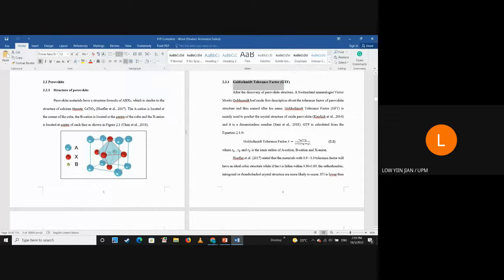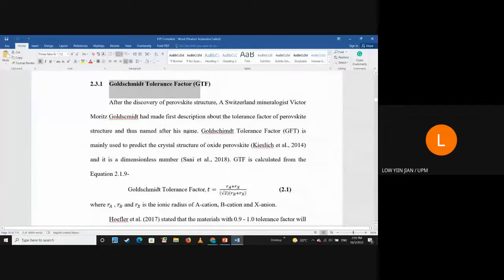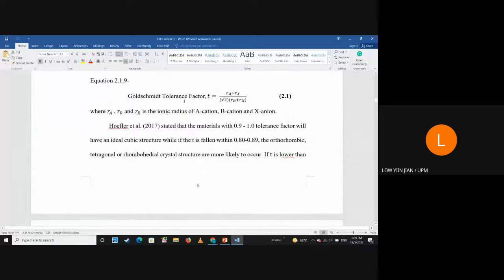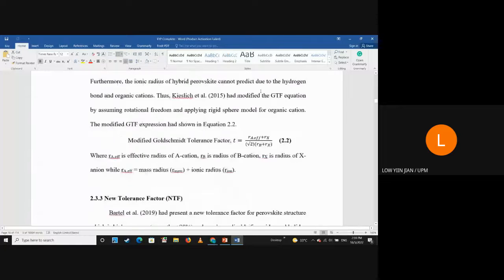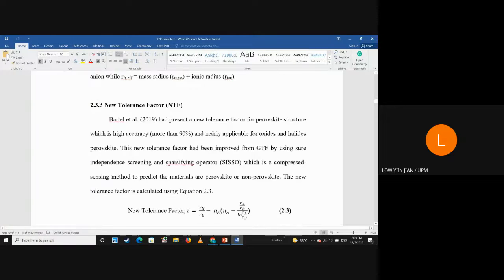So let me zoom in. The Goldschmidt tolerance factor is a well-known perovskite equation used to predict whether the structure will be formed or not. But this equation is limited to oxides, and it is very inaccurate for halide perovskite prediction. So that's why I moved to the MGTF, which modifies some of the equation with effective radii. And further on is the new tolerance factor.